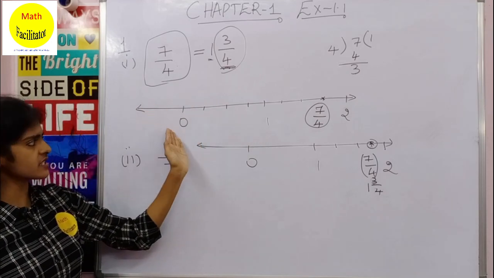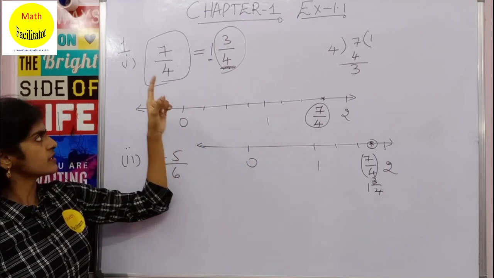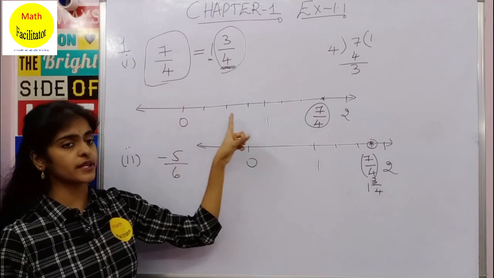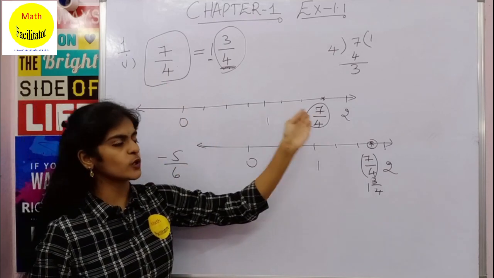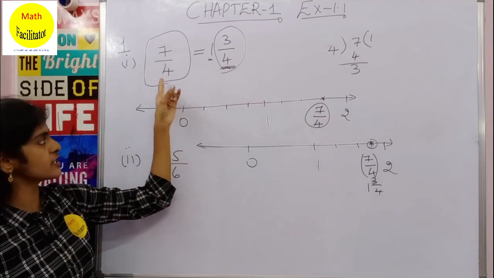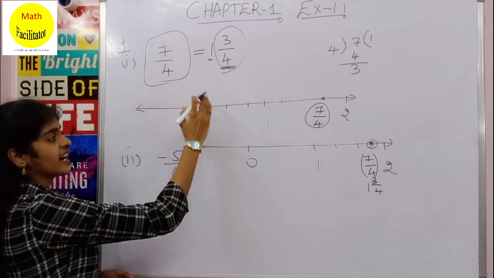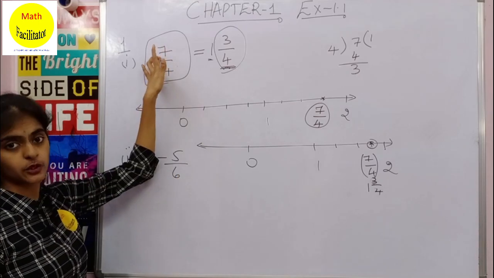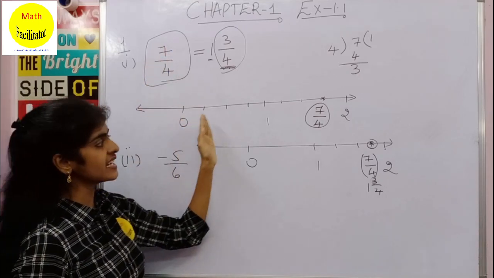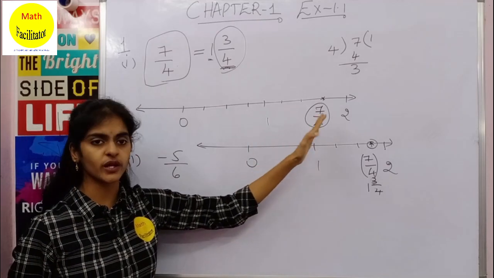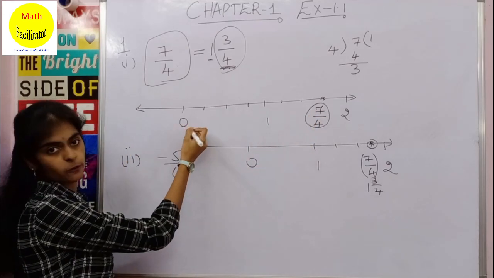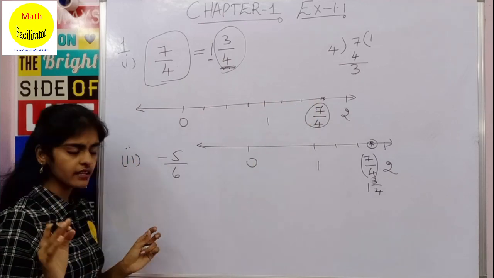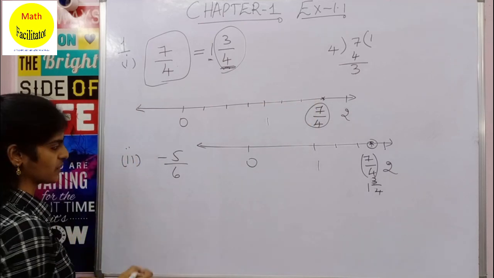So you can just count from 0. For 7 by 4, you consider the denominator. The denominator tells you into how many parts each unit distance should be divided. Here it is 4 parts. After dividing into 4 parts, you consider the numerator. Numerator is 7, which means you take 7 parts out of this. So you start counting from 0: 1, 2, 3, 4, 5, 6, 7.